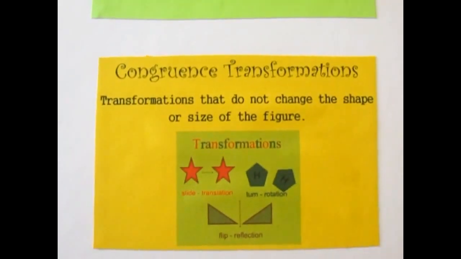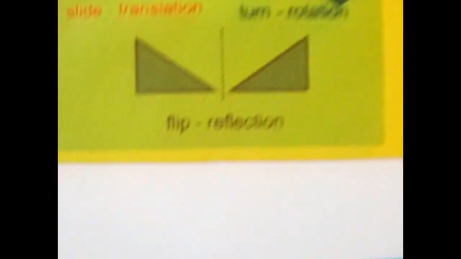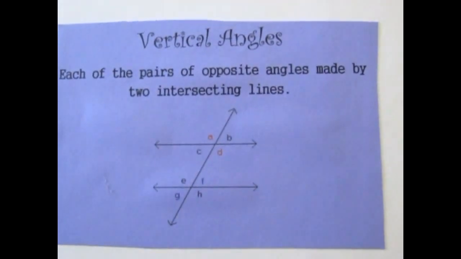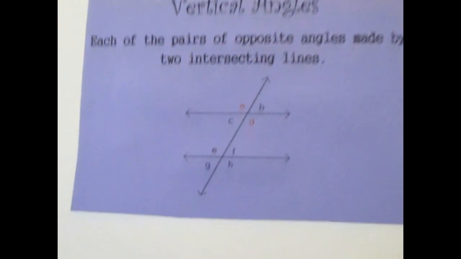Congruence transformations. The transformations that do not change the shape or size of a figure. These would be a translation, a rotation, and a reflection. Vertical angles. Each of the pairs of opposite angles made by two intersecting lines.